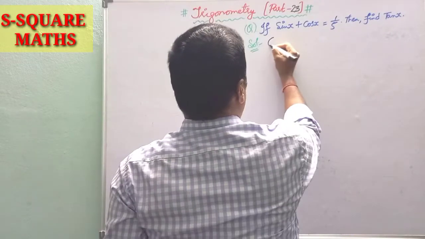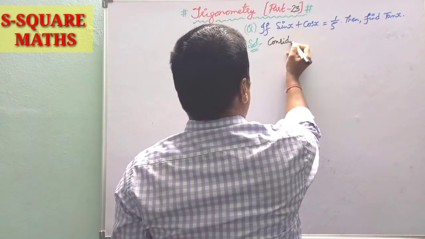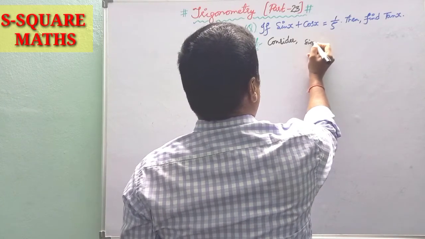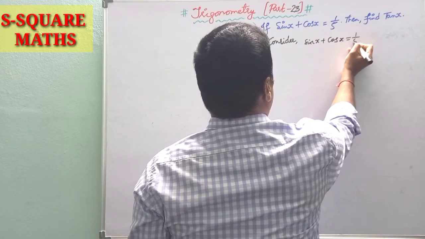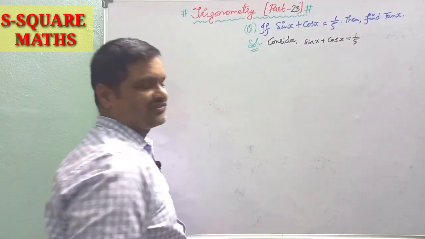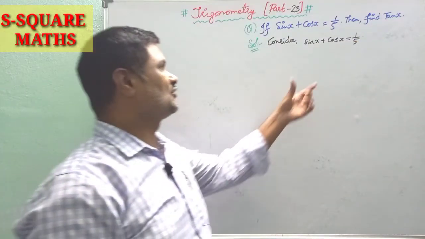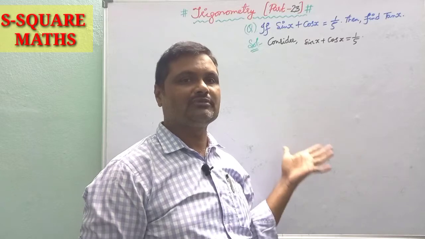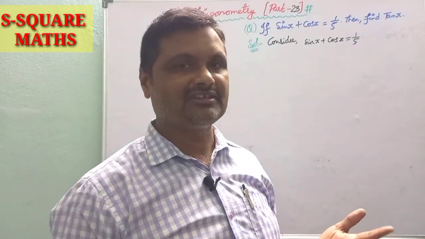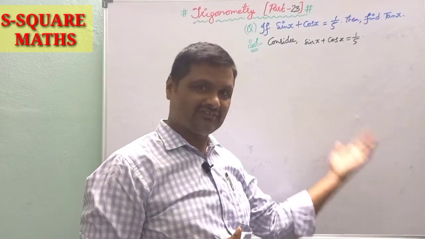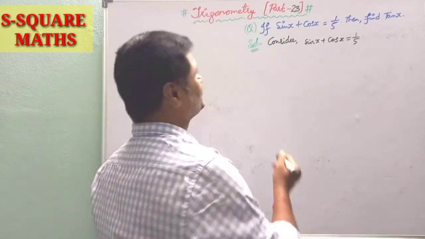So consider sin x plus cos x is equal to 1 by 5. To get tan x, we will go through various steps. You may have two or three methods. I am going to adopt the easy method, and you should have the basic knowledge of trigonometry and other chapters.